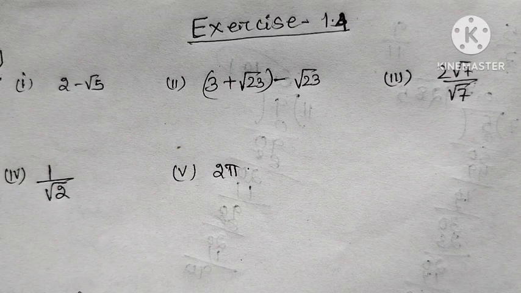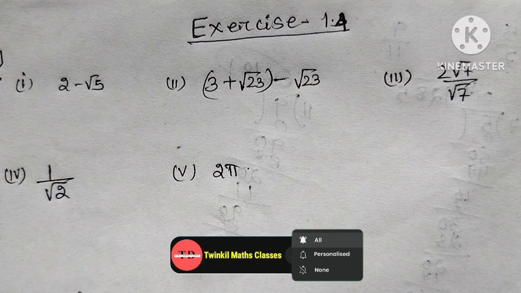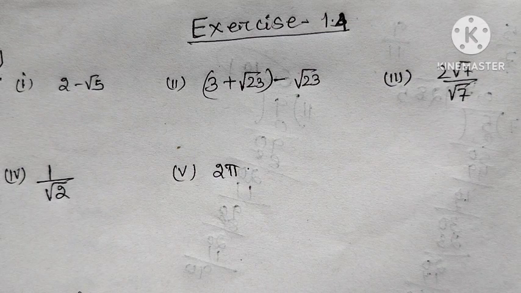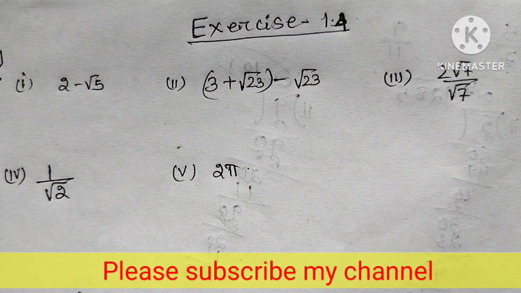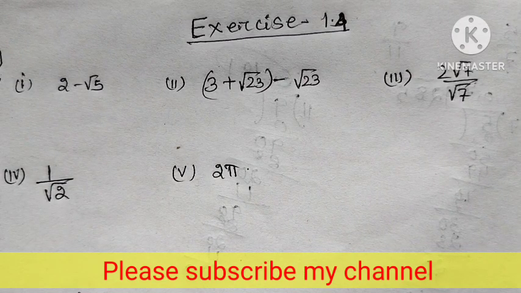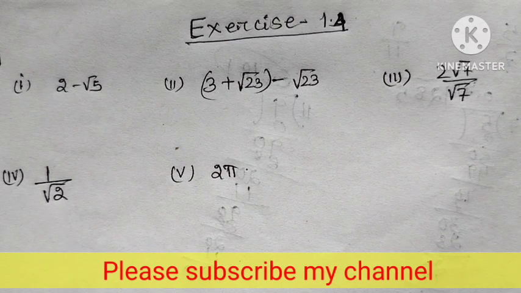Hello students, today you have to start Exercise 1.4. Before class I have explained Exercise 1.3. Then in Exercise 1.4, the first question is: what is the question given? It is given which number is rational and which one is irrational. Classify the following numbers as rational or irrational.